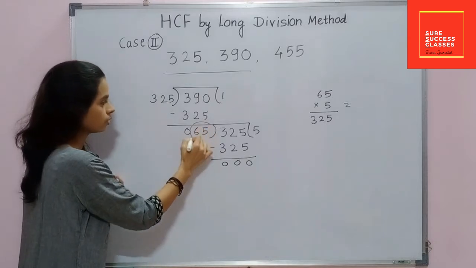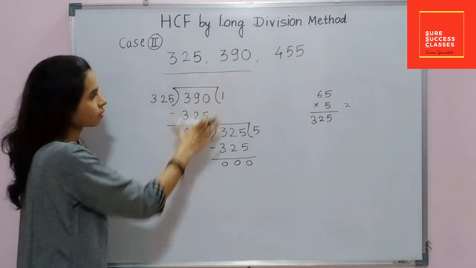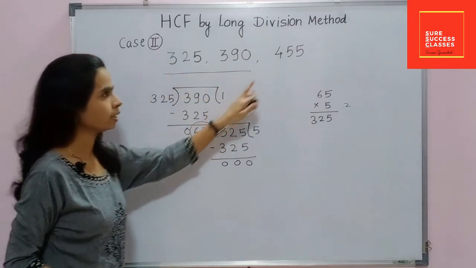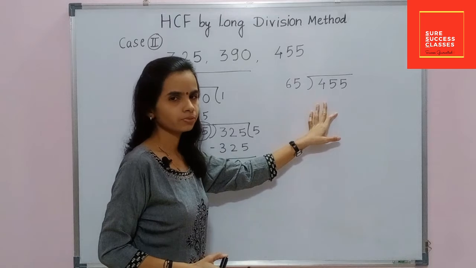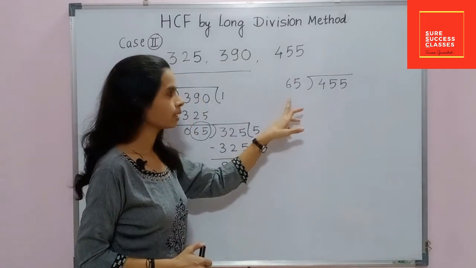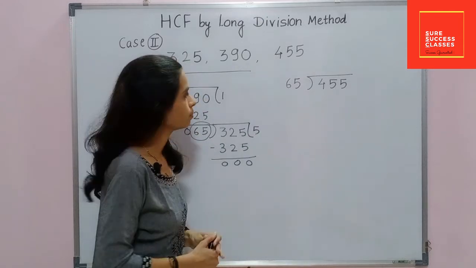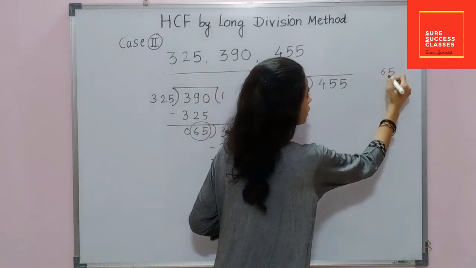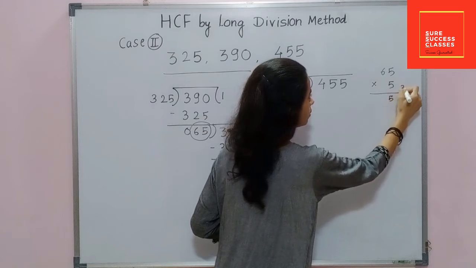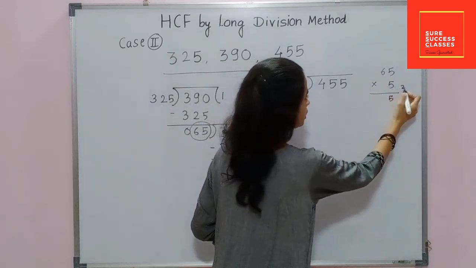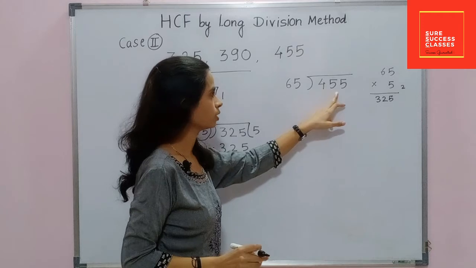This means the last divisor 65 is the HCF of these two numbers only, and by this HCF we will divide this third number 455. So let's divide this 455 by 65. If we multiply by 5, then also we will get 5 at one's place, but we can't get our answer. 5 5s are 25, 2 will remain. 5 6s are 30 and 2 means 32. It is not equal to this 455.